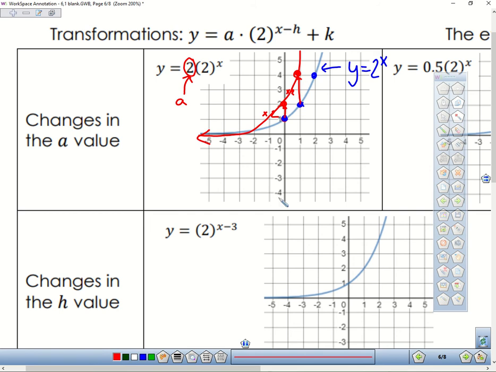It still has the same horizontal asymptote. The asymptote hasn't changed, it's just stretched. So basically what this did to the function is it makes it go up faster. It stretches it this way. So any questions about a stretch?